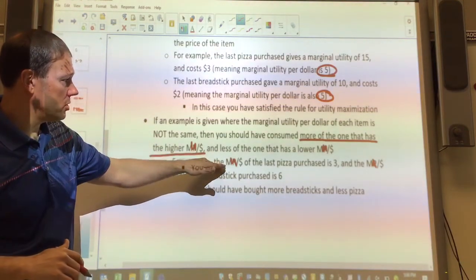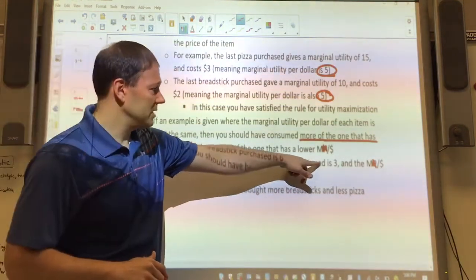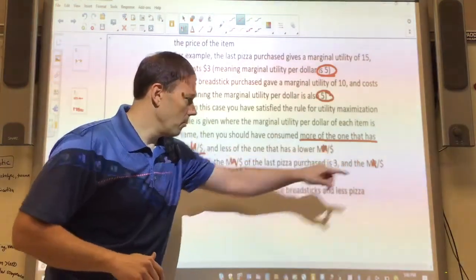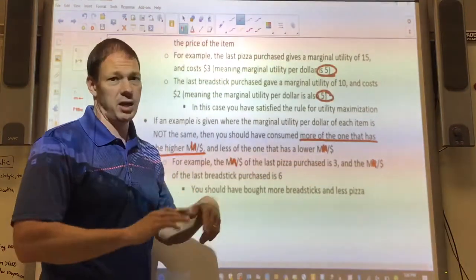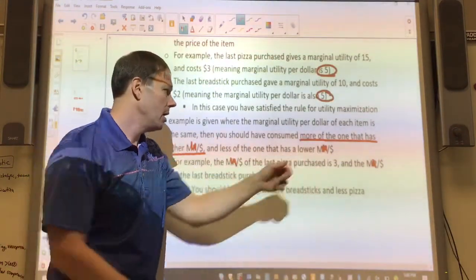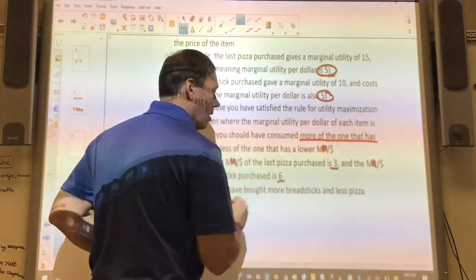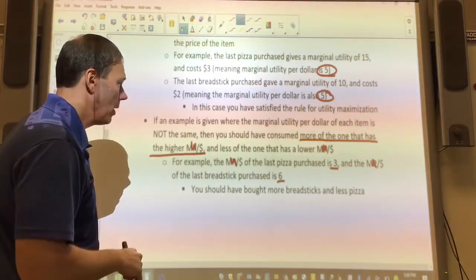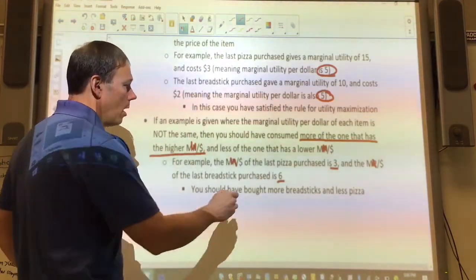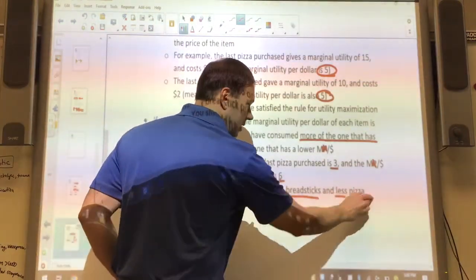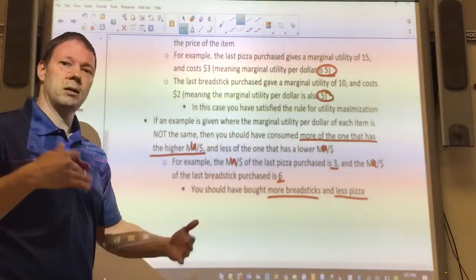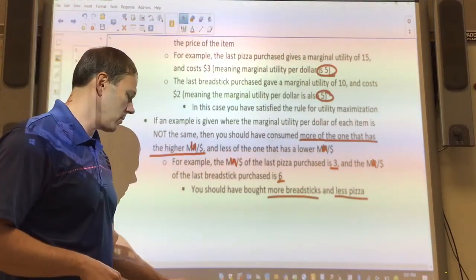Example, the marginal utility per dollar of the last pizza purchased is 3. The marginal utility per dollar of the last breadstick purchased is 6. Okay? You didn't maximize your utility because this number and this number are not the same, and they have to be the same. Okay, so what should you have done more? More breadsticks. Whichever one is bigger is the one you want more of: more breadsticks and less pizza. And that would balance it out and allow you to maximize your utility.